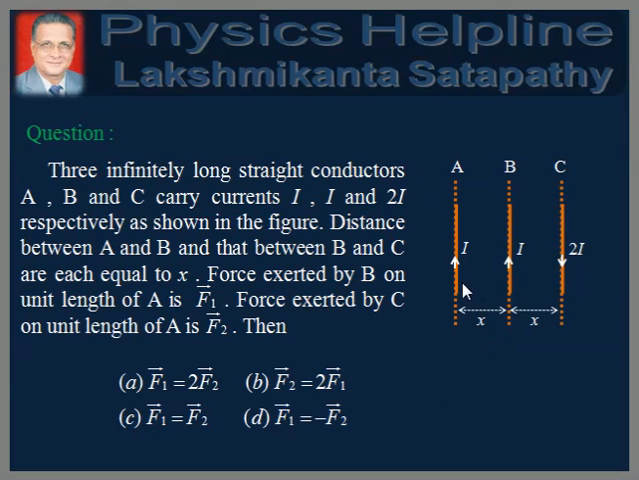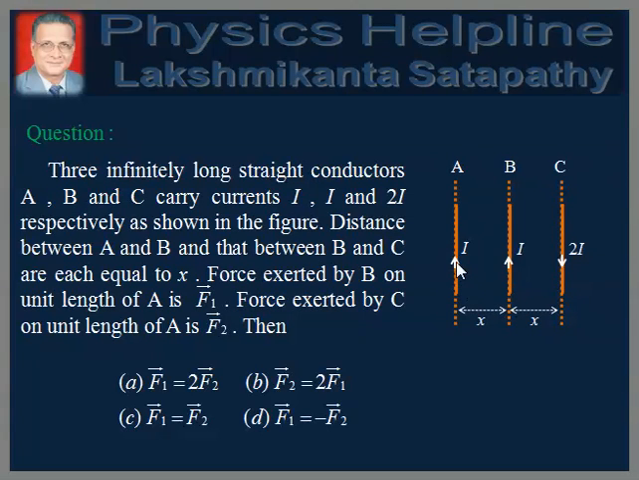We are given three infinitely long straight conductors A, B and C. A and B both carry currents equal to I in the upward direction, and C carries a current 2I in the downward direction. The distance between A and B is equal to x. The distance between B and C is also equal to x.